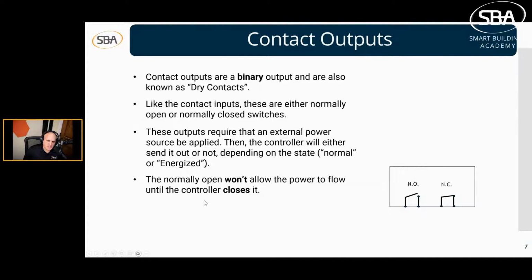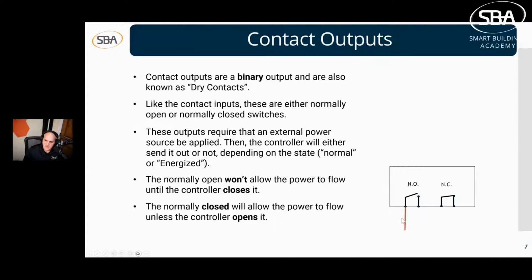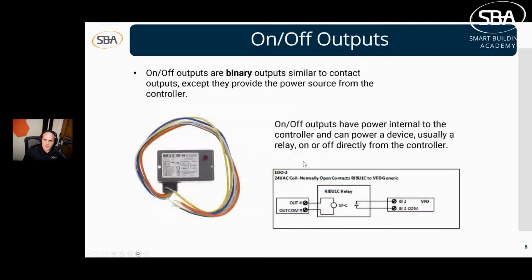Now, as I mentioned, the normally open won't allow power to flow until the controller closes it. So we can kind of see this demonstrated here. And then the normally closed will allow power to flow until the controller opens it. We can see, right, the power is flowing through. Let's keep going.